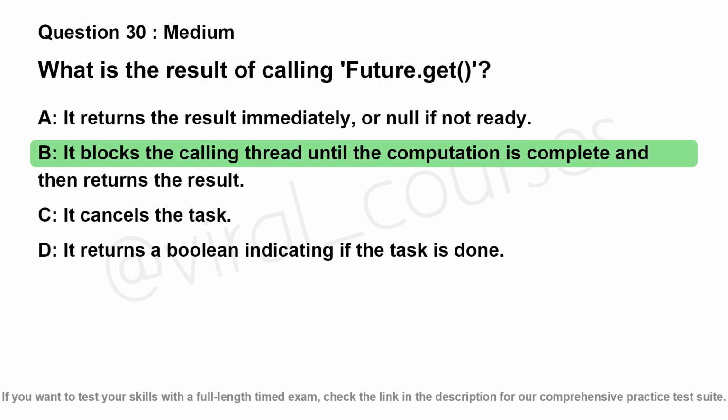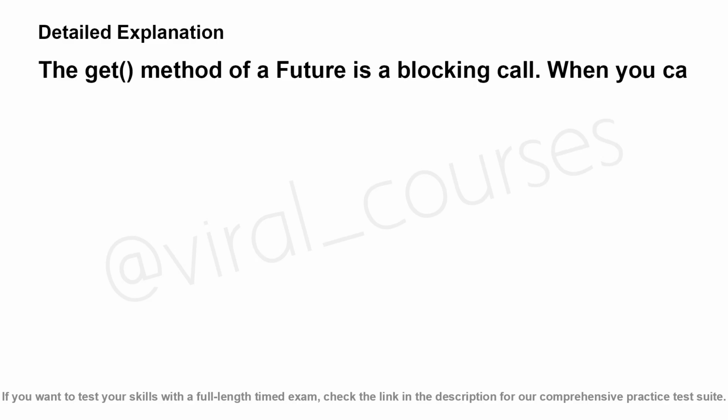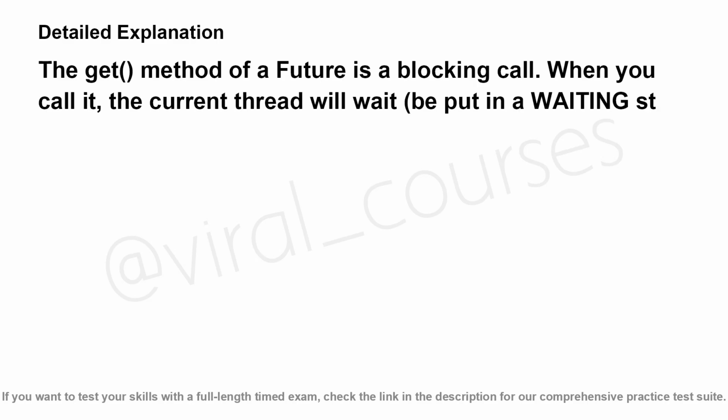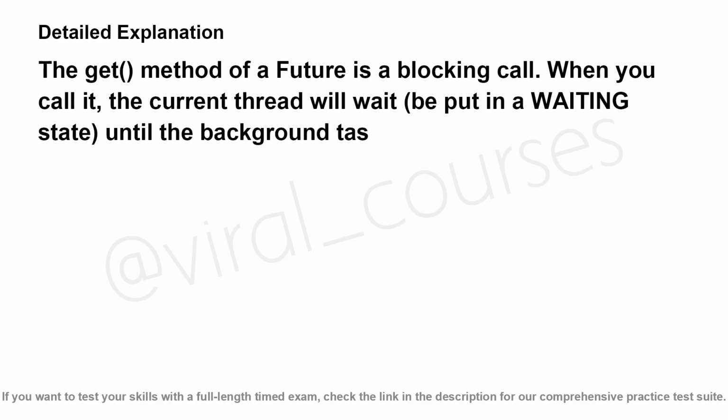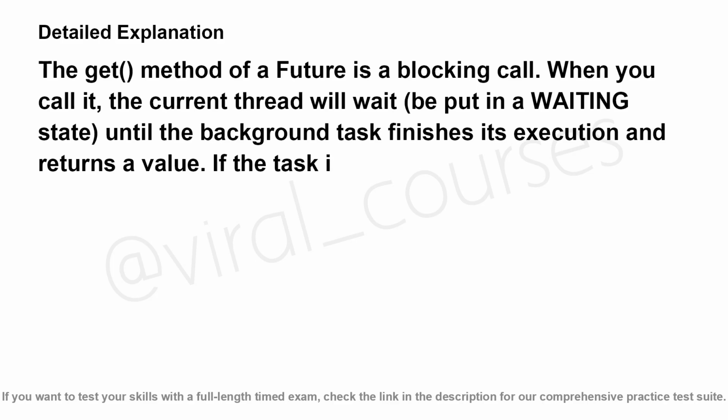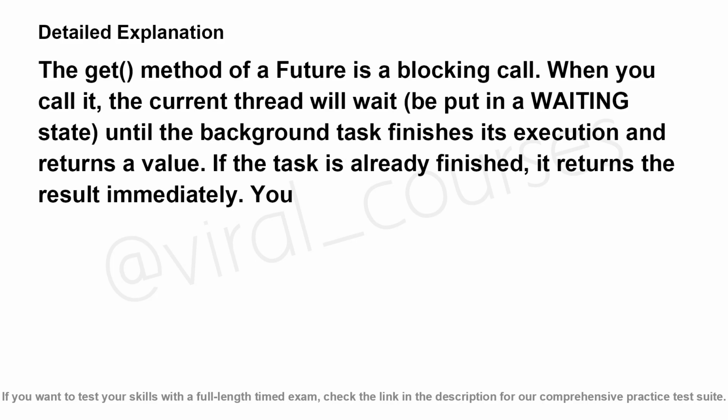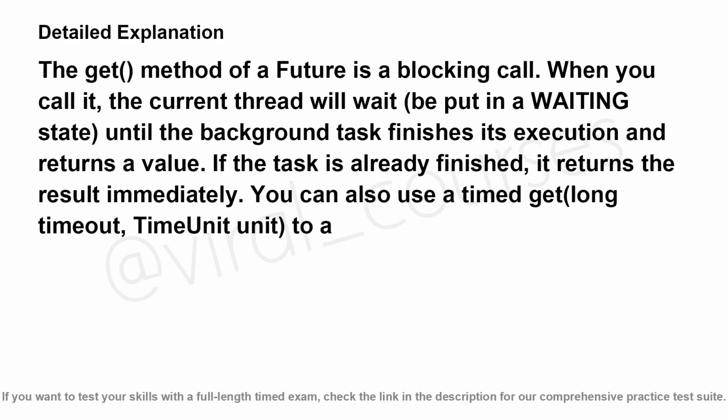The correct answer is B. The get method of a Future is a blocking call. When you call it, the current thread will be put in a waiting state until the background task finishes its execution and returns a value. If the task is already finished, it returns the result immediately. You can also use a timed get, with a timeout and time unit, to avoid waiting indefinitely.